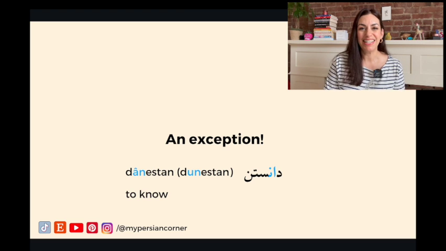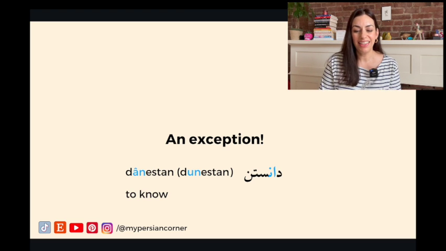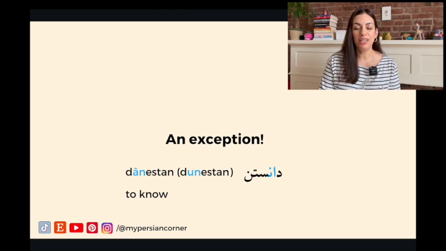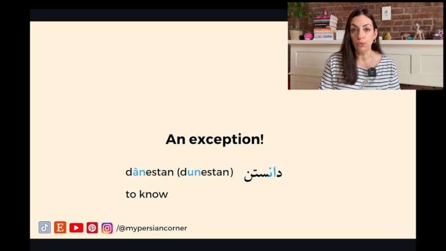All right, an exception: our verb danistan. I've highlighted the 'on' here because we know that when there's an 'on' sound in words, typically in spoken Persian, they're pronounced 'un', right? I've mentioned this in another video, like John, Jun, non, nun. So here, danistan in spoken Persian, dunistan.